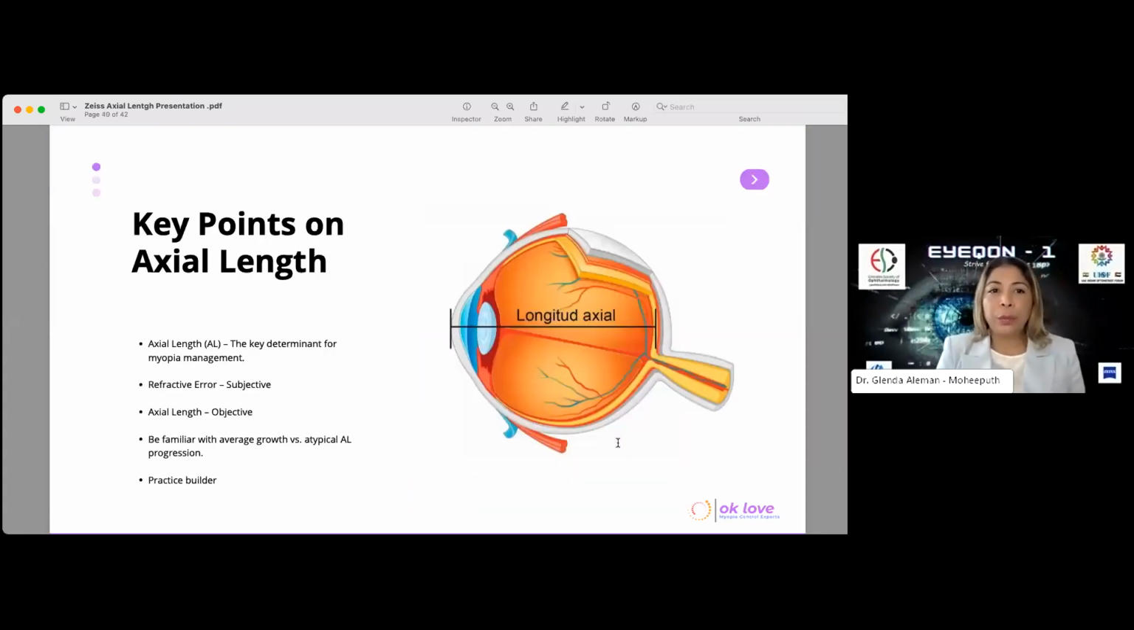The key point to take away is that axial length is key for determining myopia management. It is also a very repeatable, accurate measurement. And we need to be familiar with the normative data. We need to understand normal or somatic growth versus growth that is due to myopia progression. And if you don't know where to start with myopia, I think that measuring axial length is definitely the way to start. It's a great practice builder because it's very easy to start the conversation.